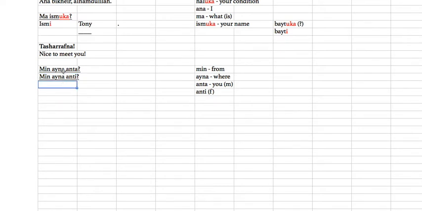Okay, so from where are you means where are you from? Min aina anta. Ask me, Tony, min aina anta. Try to do it without looking. Try to remember how to say it. Min aina anta. All right. Also, no need to think in English. No need to think "from where." Don't worry about it. Just make a habit out of saying min aina anta, as if it were one word. Min aina anta.